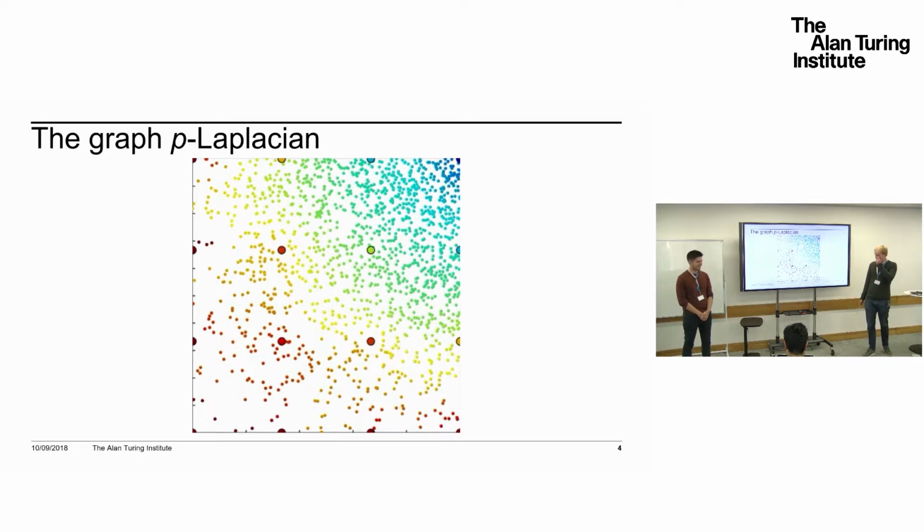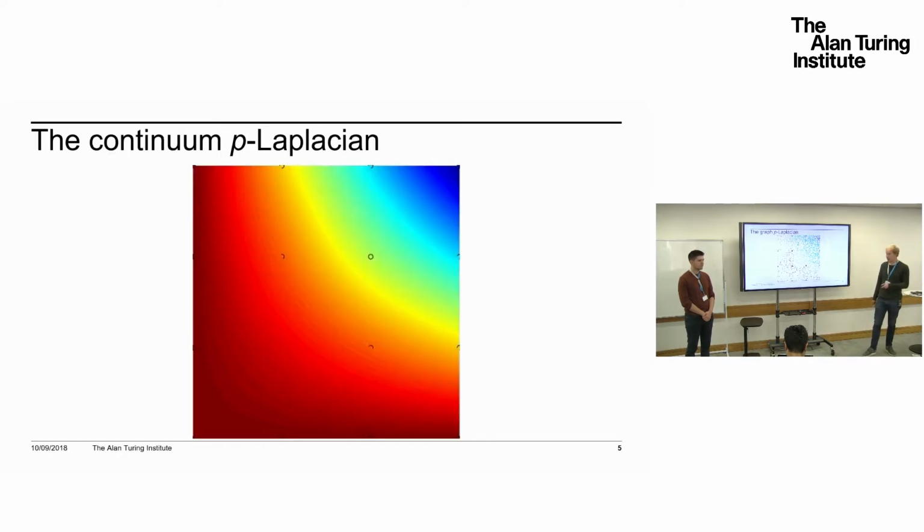Well, the problem is that when you have a large number of data points, this graph p-Laplacian becomes more and more expensive. If you've got n data points, then the expense scales like n squared, so it gets very large quite quickly. The good thing is that somebody has found that if you take the limit n to infinity, then you can go from this discrete version of the p-Laplacian to the continuum p-Laplacian.